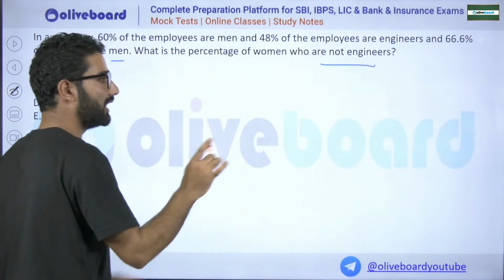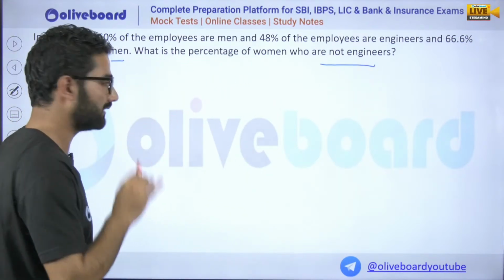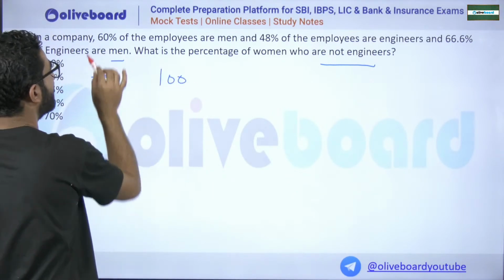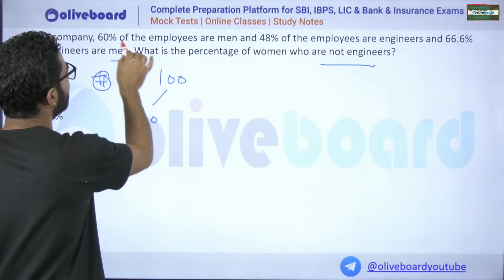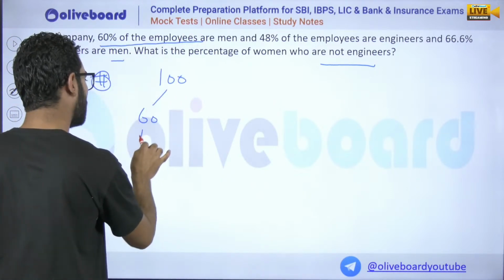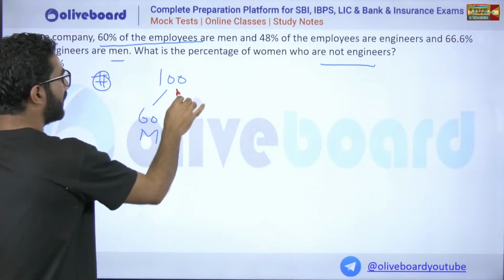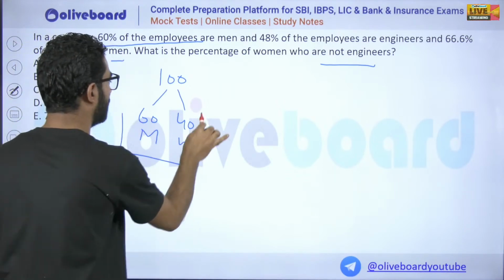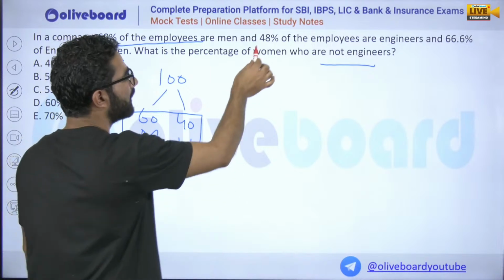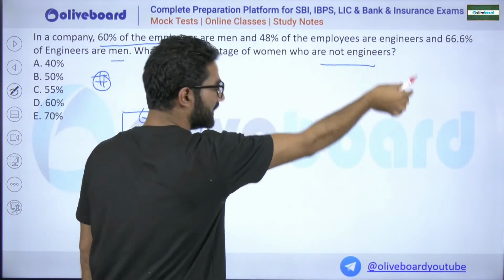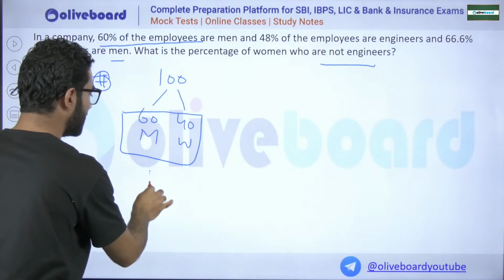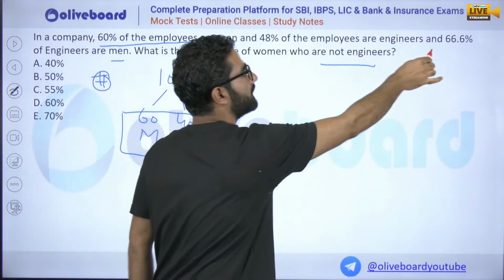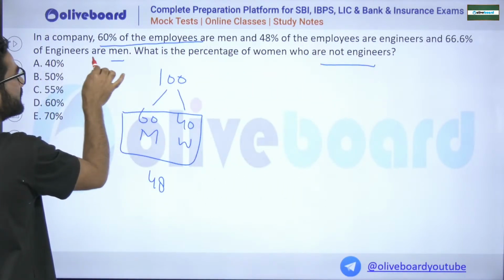Okay, there is no data related to women. We will calculate that. How? Like, if we have 100 employees in an organization, and 60% employees are men, then obviously 40 will be women. Okay, completed this set. We have one more piece of information: 48 percent of employees are engineers. I mean, in total, how many engineers do we have in the organization? Only 48, but 66.6% of engineers are men.